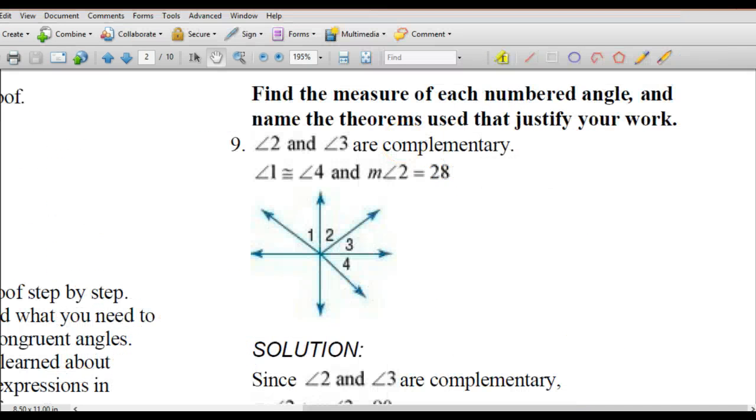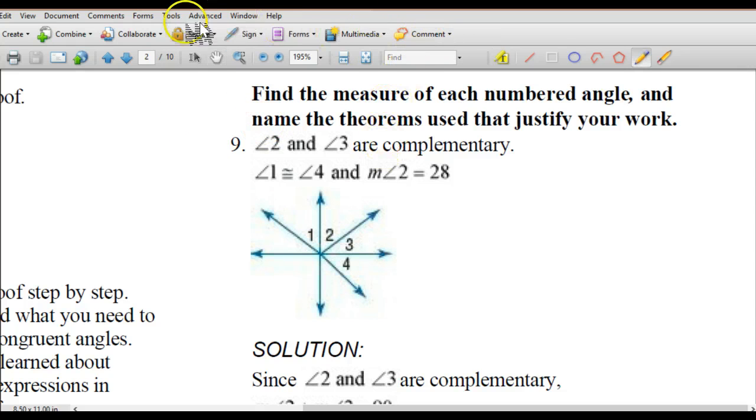So in the next set of problems, numbers 8 through 13, we want to find the measure of each numbered angle, name the theorems used that justify your work. So in number 9, angle 2 and 3 are complementary, so they will add up to 90. 1 is congruent to 4, and the measure of 2 is 28.